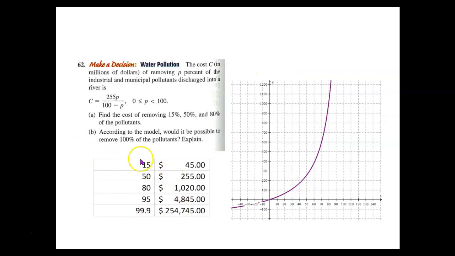And notice how the bigger a percentage you remove, the more expensive it gets, the higher the cost gets, and there's no limit to how high it gets. The graph just shoots way up there.